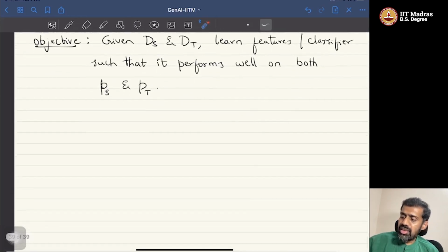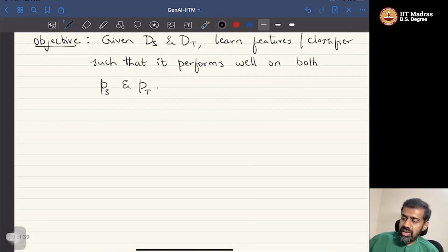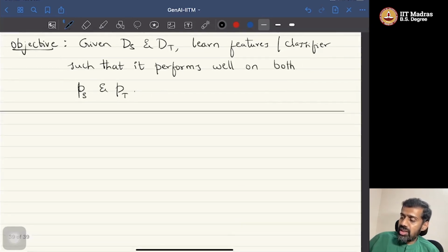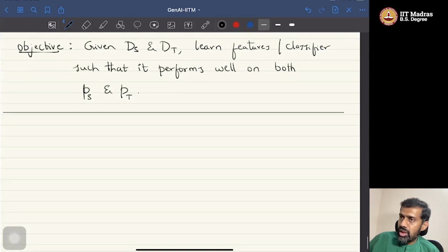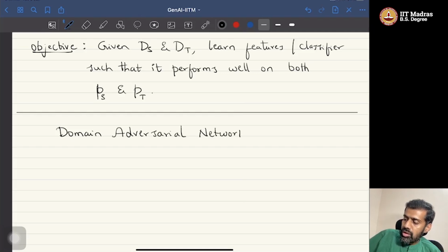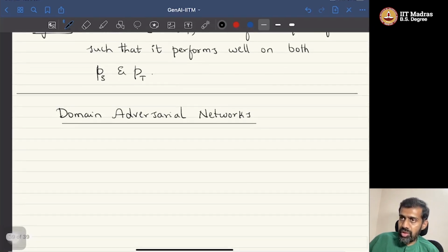Turns out that this task can be solved using adversarial learning. Okay, I'll just show you that. It can be solved using adversarial learning using this method called domain adversarial networks, DANs. So we can use domain adversarial networks to solve the problem of domain adaptation. How do we do that?